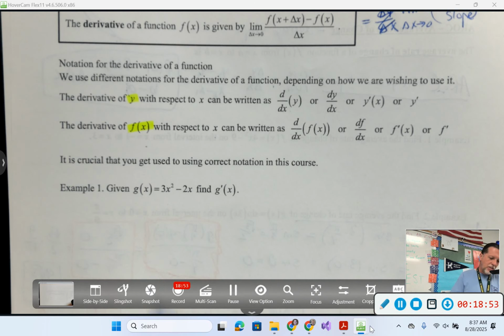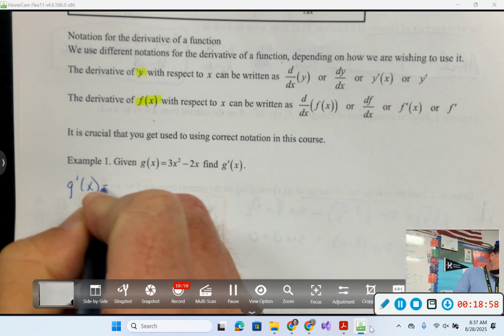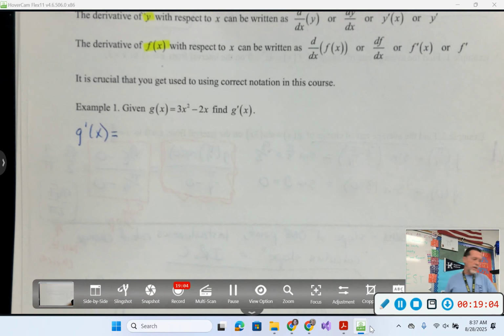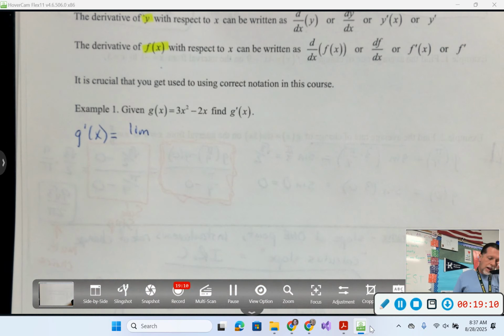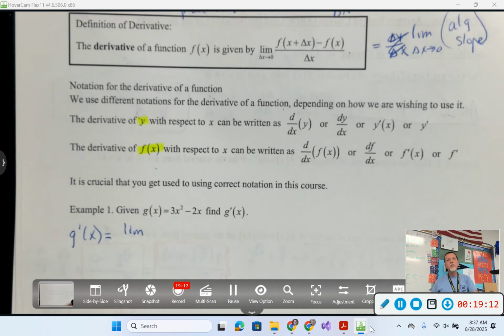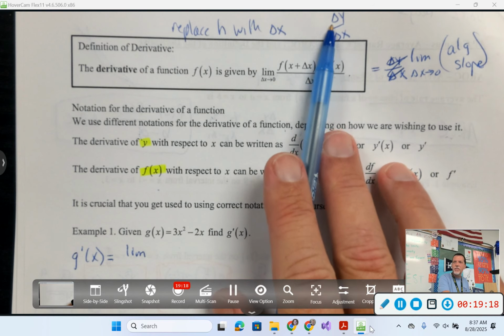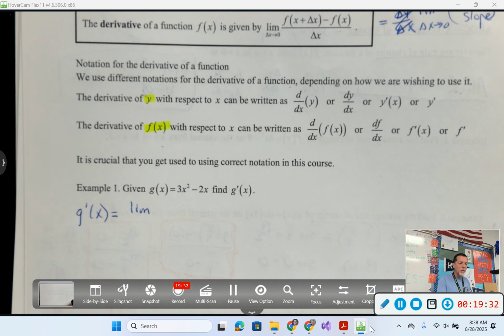Okay, example 1. Given g of x, let's find g prime of x. Let's start with the definition of a derivative, and then we'll figure out where to go from there. Limit as, we have to choose here. Delta x people like because it feels like it makes more sense. It fits with change in y over change in x. It makes the connection between algebra slope and calculus slope. The reason people use h is because it's easier to write. Rather than 2 symbols, it's only 1 symbol. So you tell me, it doesn't matter.